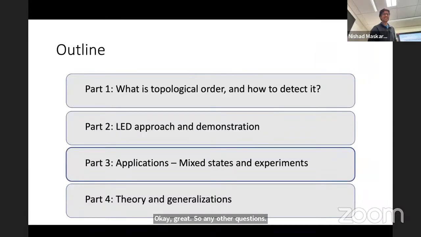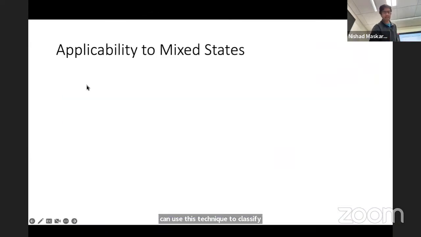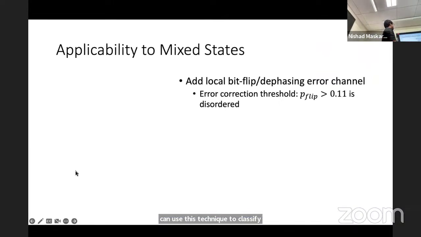Okay, so let's get into some of the more ambitious stuff. Next we'll talk a little bit about how we can use this technique to classify topological order in mixed states as well. Let's now consider, again, the toric code state, but we'll add some bit flip or dephasing error channel to the state. We know from error correction that if the probability of a bit flip or phase flip is very high, above this 11% memory threshold, then the state should be classified as disordered because we are no longer able to protect our encoded logical qubit.